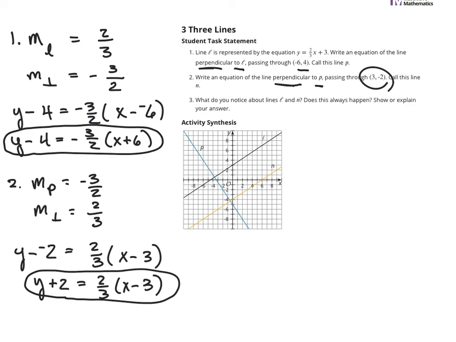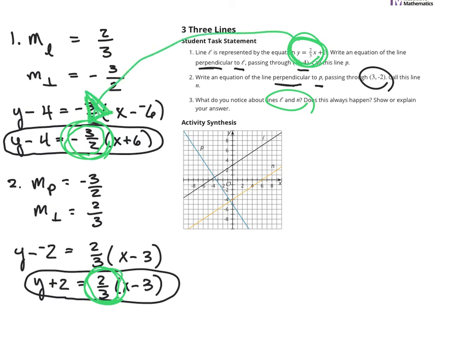What do you notice about lines M and N? Does this always happen? Show or explain your answer. I'm assuming it's our slopes. Our slopes are back to the original. Okay, we started out with 2/3. We went to opposite reciprocal. And then we went to opposite reciprocal again, which brought us back to the beginning.